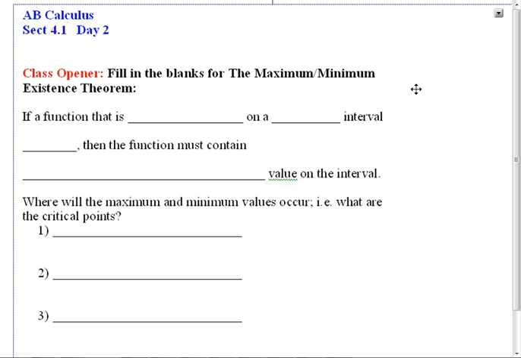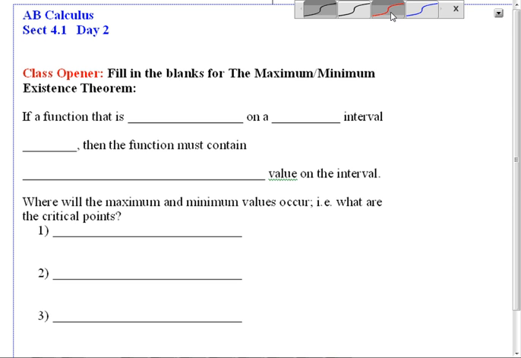This is the maximum existence theorem. When you're on the exam and you're reading the problem and it starts talking about when is the particle furthest to the left, then that's a minimum, or furthest to the right, that'd be a maximum, you have to be thinking, oh, I wonder if I can use this theorem. If it's a closed interval and a continuous function, you can. So what this does is guarantees you will have both.